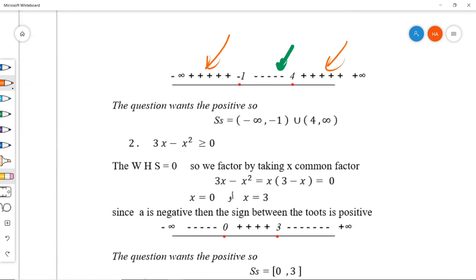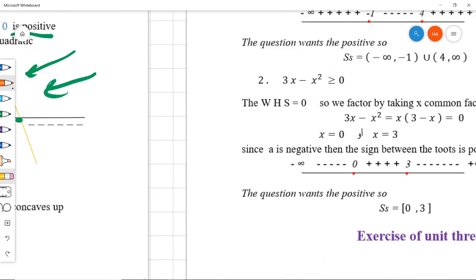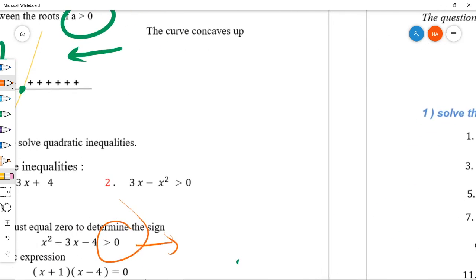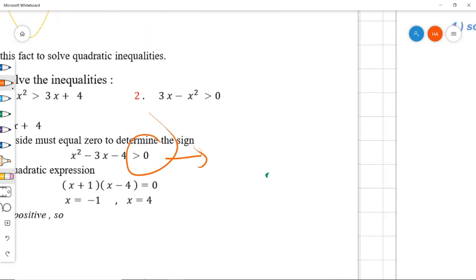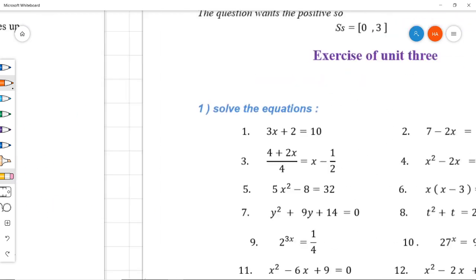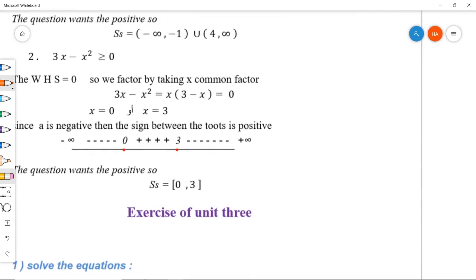Negative 1. Why it is open? It is open because here he needs greater than 0, not greater than or equal. Greater than 0 إذن بتكون open.